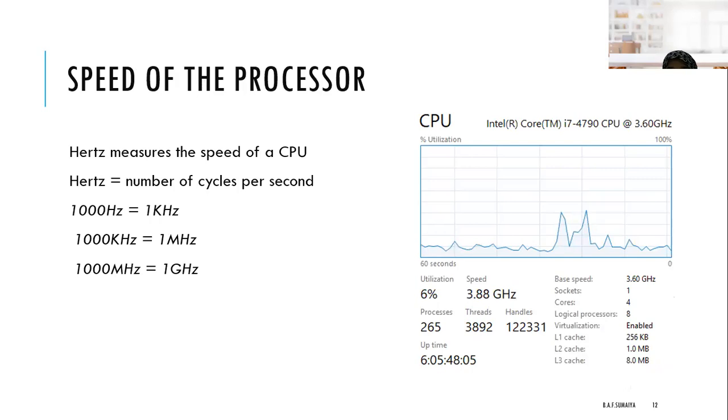1000 Hertz is equal to 1 kilohertz. 1000 kilohertz is equal to 1 megahertz. 1000 megahertz is equal to 1 gigahertz.